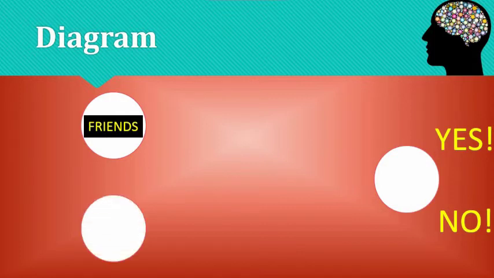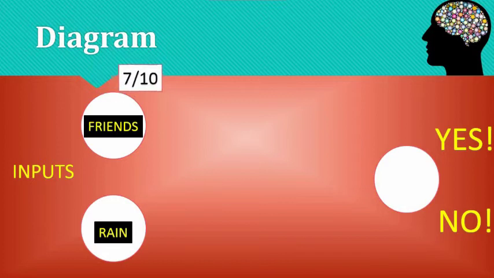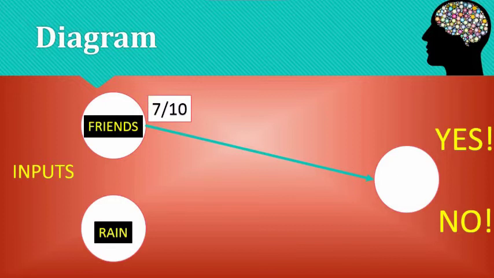Here, in my example, the two factors are friends and rain. Friends and rain are the neurons, but they are the input neurons. Suppose you have 10 friends, and out of 10, 7 friends are coming today. Now, there is the possibility it's going to rain outside. So the probability of the rain, let me assume, is 0.4.